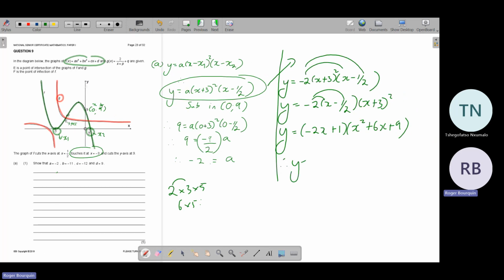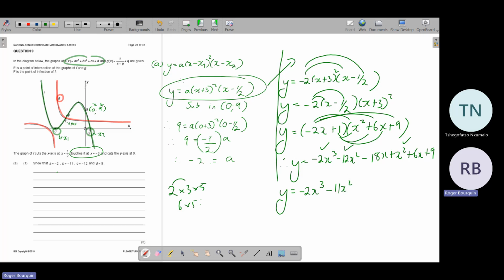So now I distribute, and I get negative 2x cubed. That'll be negative 12x squared. That'll be minus 18x. That'll be plus x squared. That'll be plus 6x. That'll be plus 9. You agree? So I get y is equal to negative 2x cubed, minus 12x squared plus x squared, minus 11x squared. So far so good, b is minus 11. Minus 18 plus 6, minus 12x.